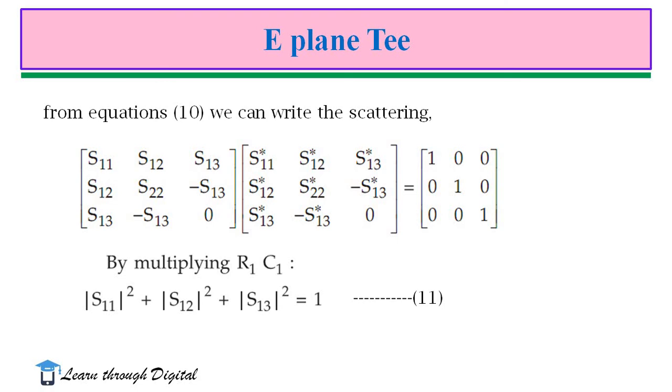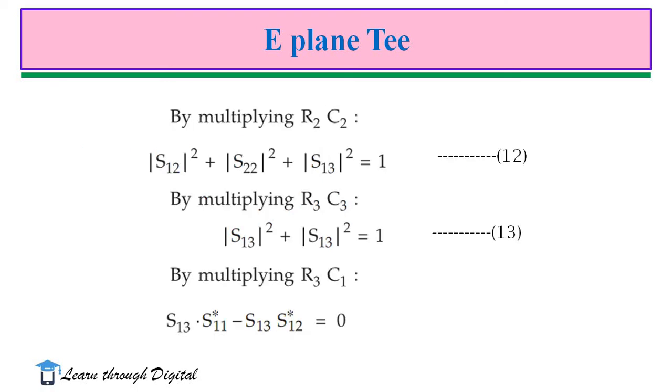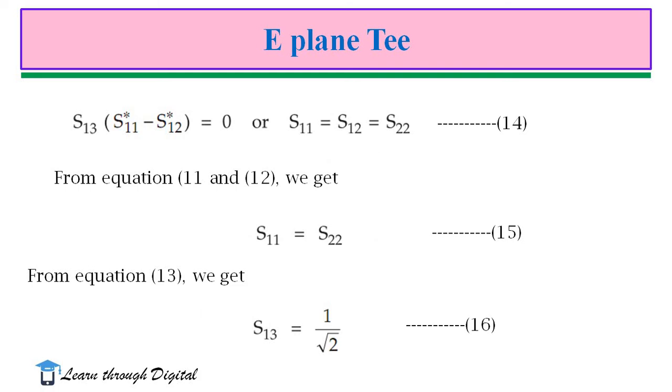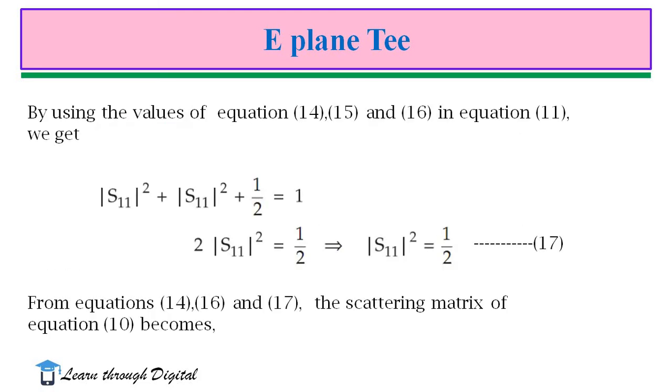That is, modulus of S11 squared plus modulus of S12 squared plus modulus of S13 squared is equal to 1. The same way we multiply elements of the second row and elements of the second column. We get equation 12. The same way we will get equation 13. So from this we obtain S11 = S12 = S22. Now from equations 11 and 12 we get S11 = S22. Now from equation 13 we obtain S13 = 1 by root 2.